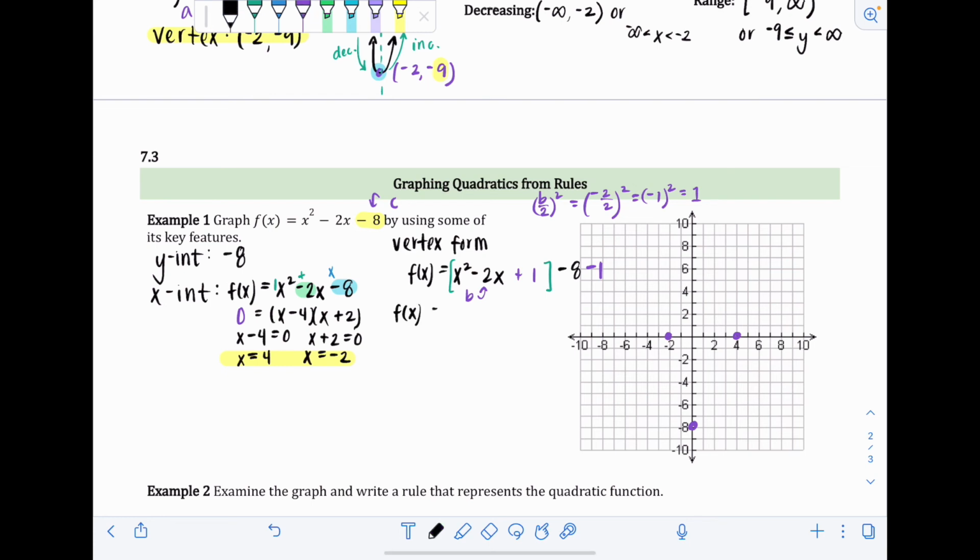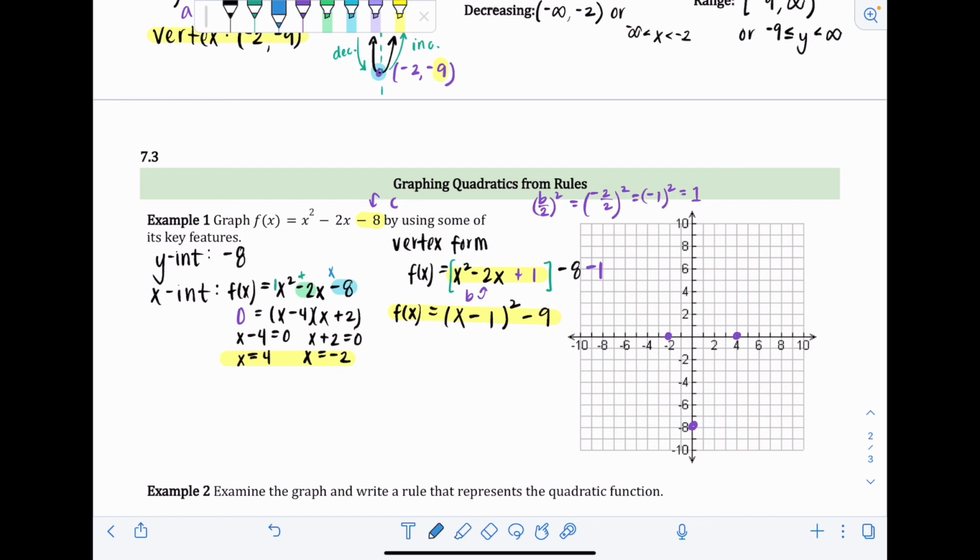So f of x equals, and then I can go ahead and factor this. It always factors into a binomial squared when we complete the square. So the square root of the first term, the square root of x squared is x, and then I take the sign from the middle term, so since that's a minus, I'll do a minus, and then the square root of the third term, the square root of 1 is 1. Over here, I can combine these, so negative 8 minus 1 is negative 9, and now it's in vertex form, so f of x equals x minus 1 squared, minus 9.